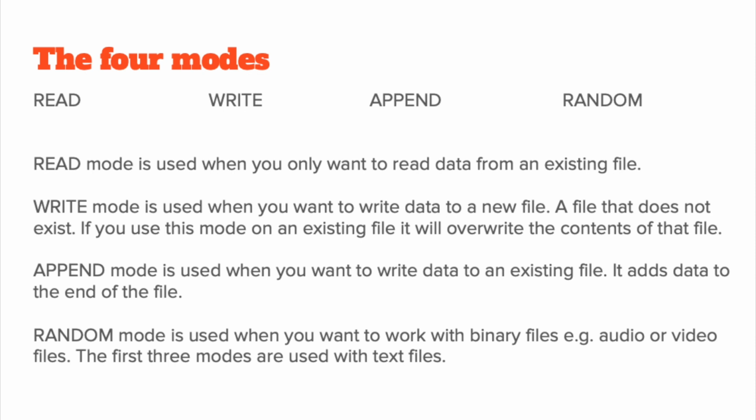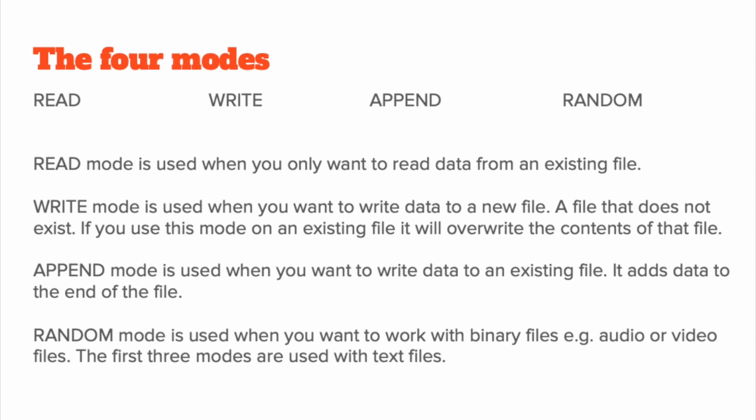Now if you use write mode on an existing file, it will overwrite that existing file and write something new to it completely. Append mode is used when you want to write data to an existing file. It adds data to the end of the file. So the difference between write and append mode is write will overwrite everything or create a new file. Append will add to an existing file.